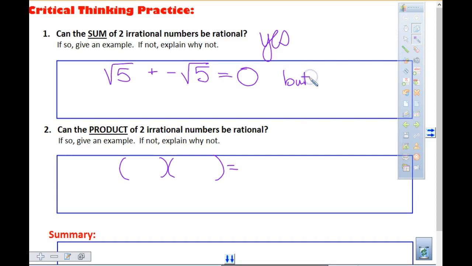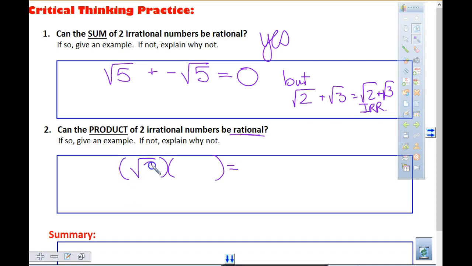If you think you got one, check with the person next to you or behind you, in front of you, and then let me know. Got one? Anyone have anything that they can think of that when you take these 2 irrationals and you multiply, I get a rational number? Okay?